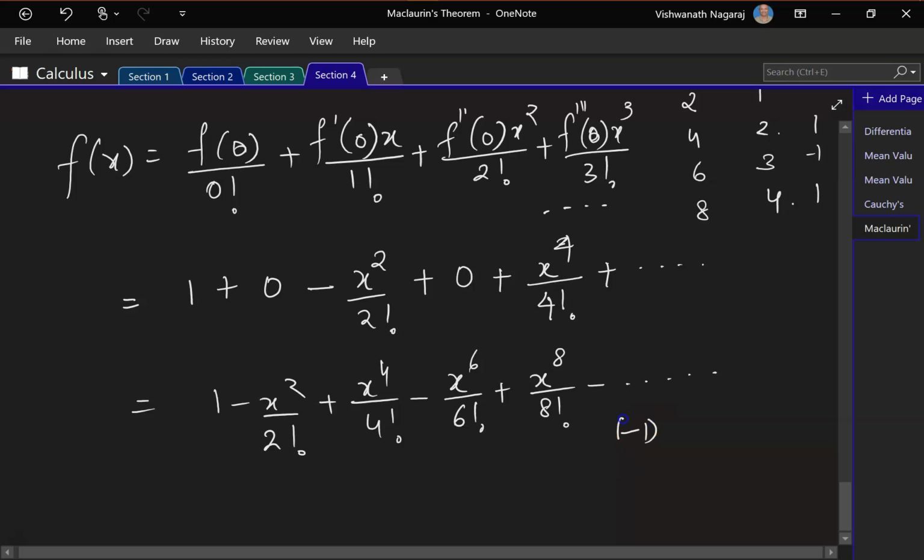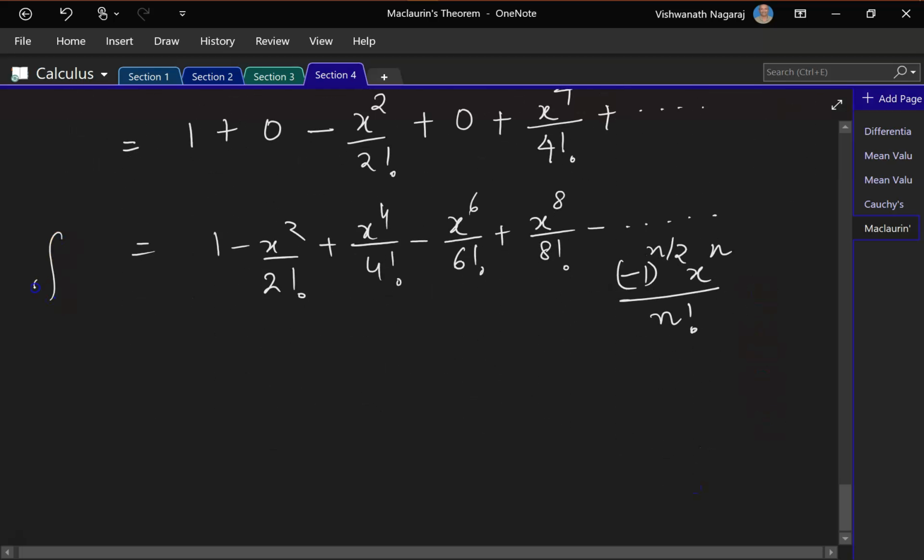Nth term would be (-1)^n x^(2n) / (2n)!. This is f of x, but more specifically, this is cos x. So wherever you have this, you can use this. Wherever you have cos x, you can substitute it with this expansion.